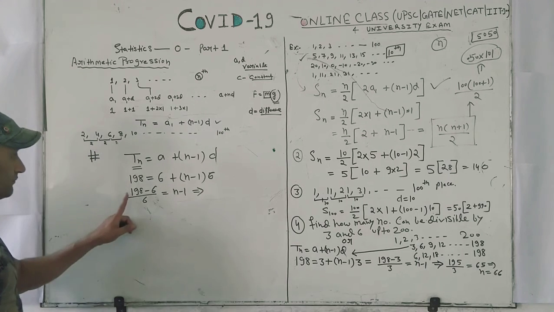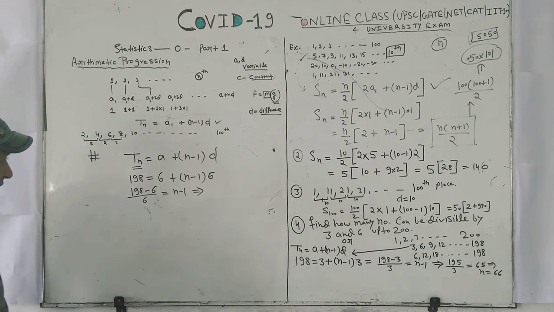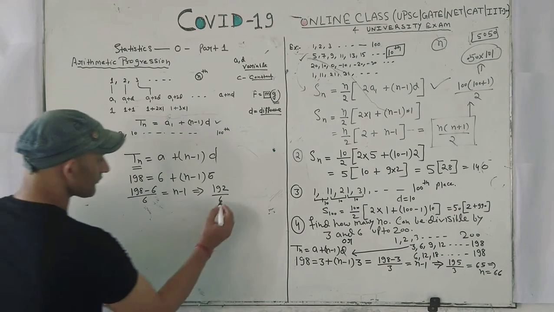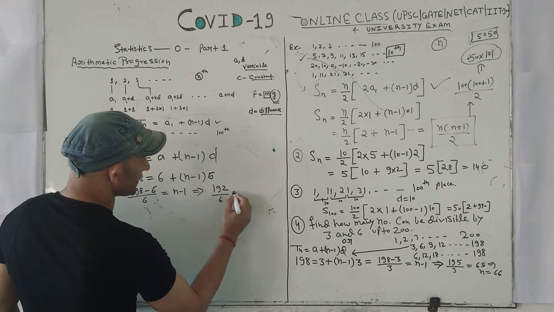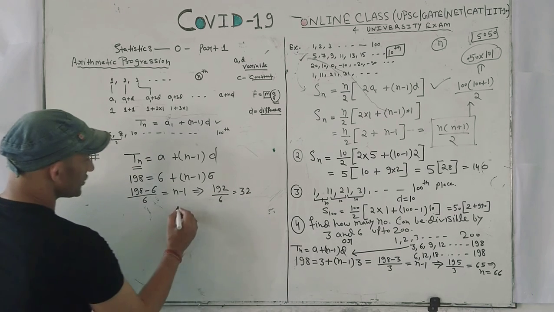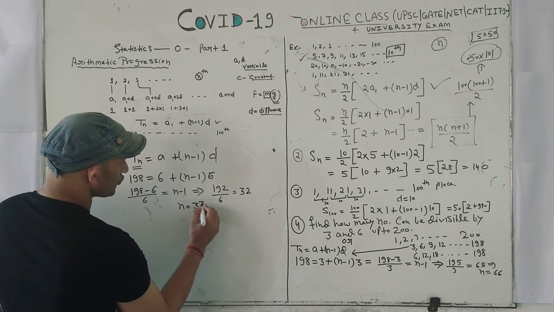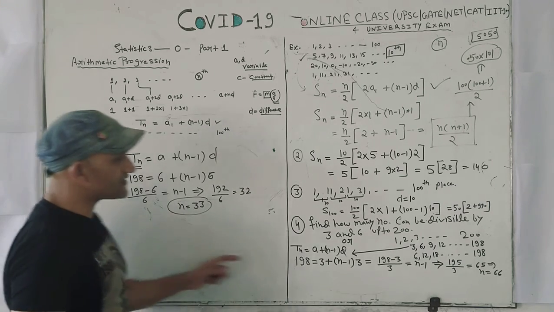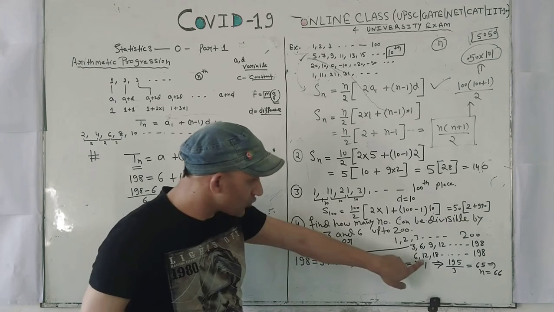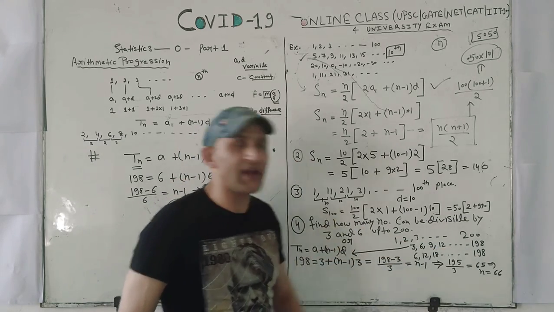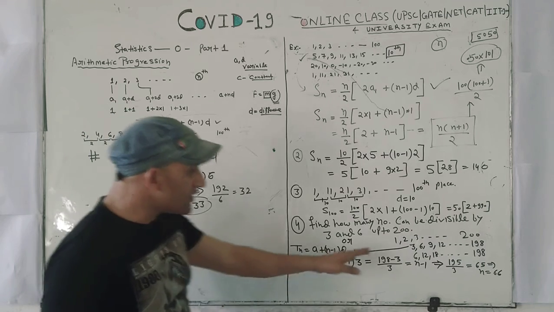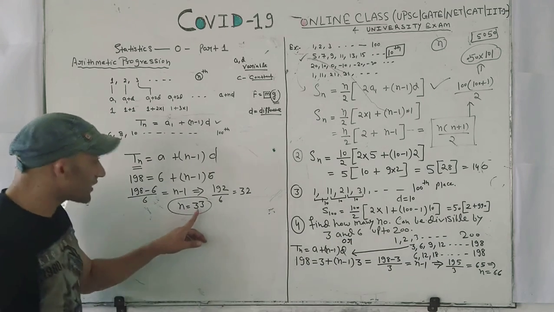That is 198 minus 6, 192, upon 6. 6 times 3 is 18, 6 times 2 is 12. So n is equal to 33. So a total of 33 numbers are placed in this series: 6, 12, 18 and so on up to 198. So the total numbers in this series are 33.